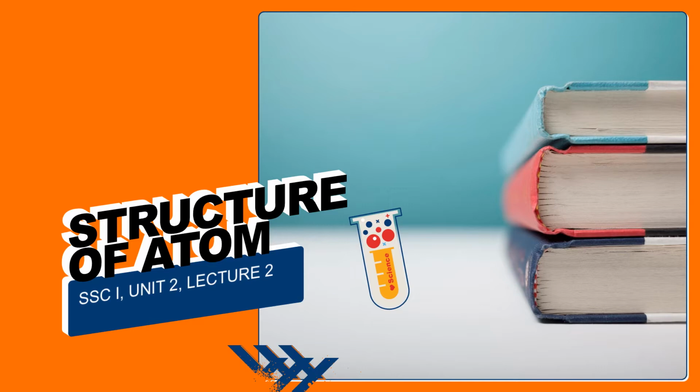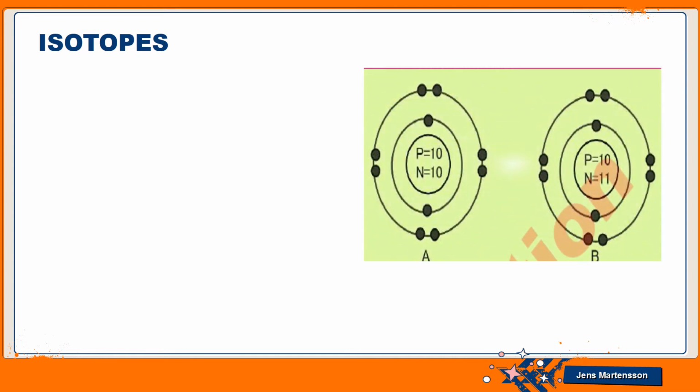It is the second lecture from Unit 2, SSU 1. In this topic we will learn about isotopes. Here you can see the picture of two atoms. These two atoms are A and B, and now concentrate on the similarities and differences of these two atoms.